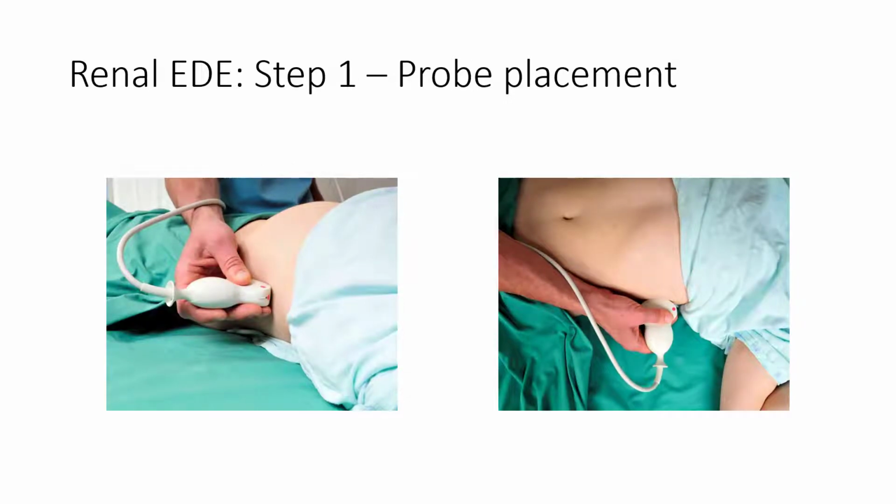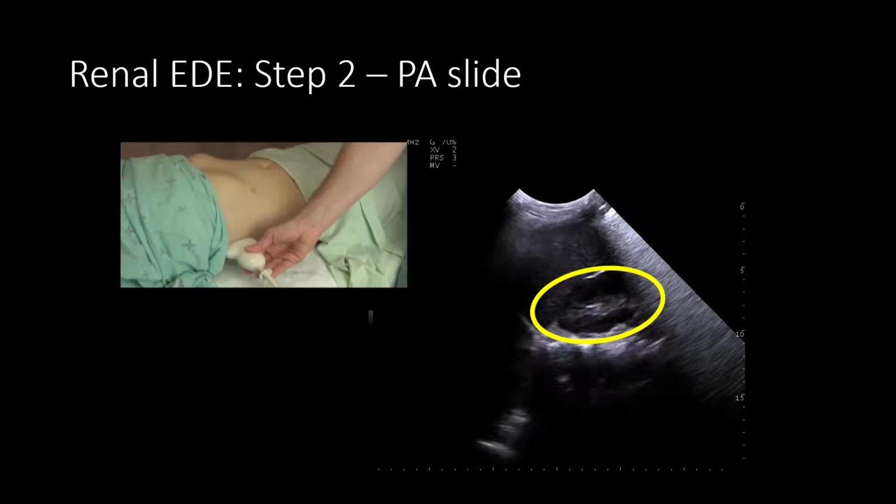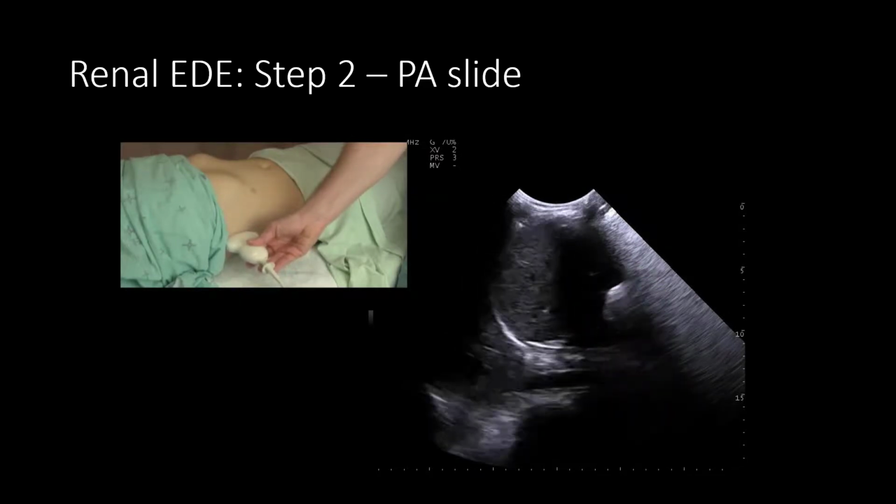Step 1 is probe placement. The probe is placed in the longitudinal plane along the posterior axillary line at the level of the xiphoid process. As always, the indicator is directed towards the patient's head or cephalad. At step 2, slide the probe anteriorly and posteriorly to locate the kidney.